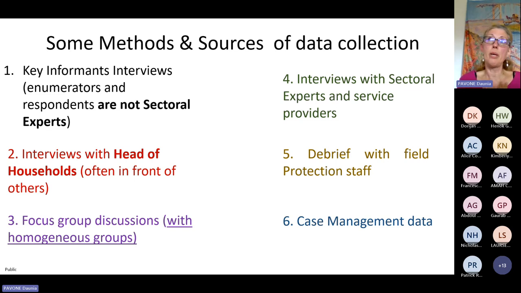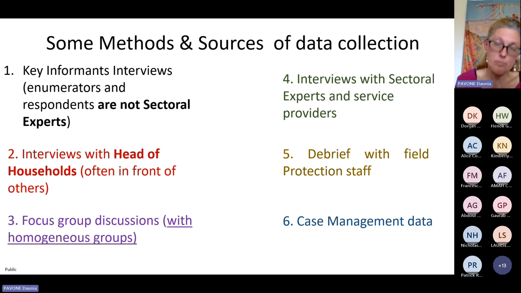Two other methods, maybe not as widely used but very important, that you have at your disposal are interviews with sectoral experts or service providers and debriefs with your own protection staff. You can go in depth in this type of interview. You usually would have a framework, but you would not have a closed questionnaire, and you can get much more expert knowledge from this. The debrief from protection staff, if used well, can give you an incredible amount of qualitative information that is actionable, and it gives you ideas about trends and about new things happening. It is so crucial to understand what's really happening in a country or in an area.